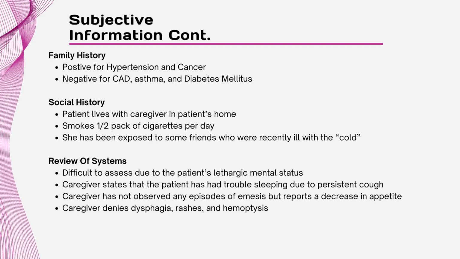Continued subjective information includes family history, which is positive for hypertension and cancer. However, it is negative for coronary artery disease, asthma, and diabetes mellitus. A social history includes the patient lives with her caregiver in her home. She smokes about half a pack of cigarettes per day, and she has been exposed to some friends who are recently ill with the "cold."